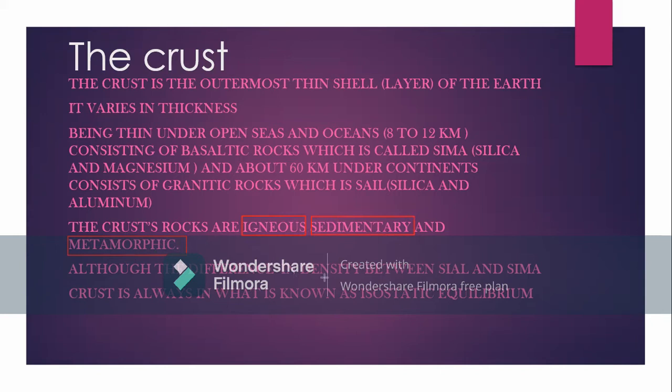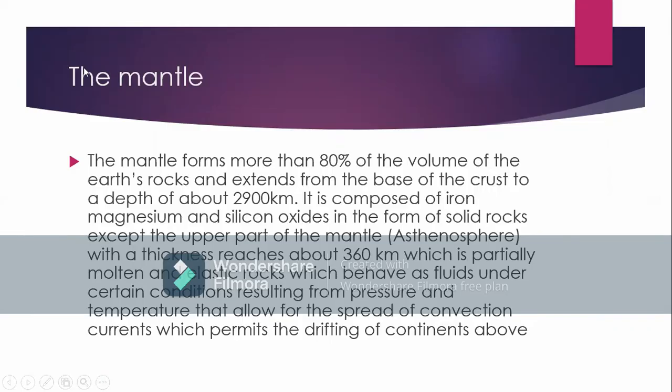Although the difference in density between Sial and Sima is large, the crust is always in what is known as isostatic equilibrium. We have finished the crust, and we will talk about it in detail in the following sessions, but we will talk shortly about the mantle.